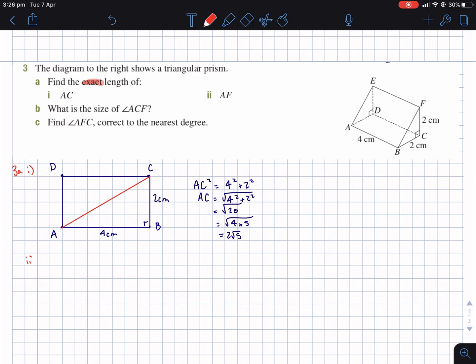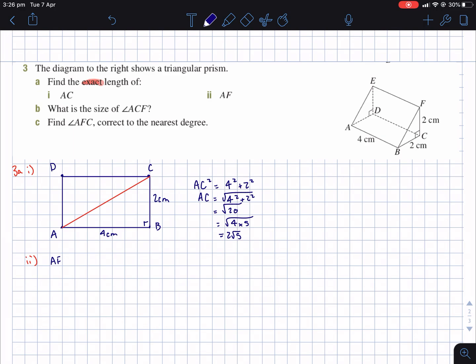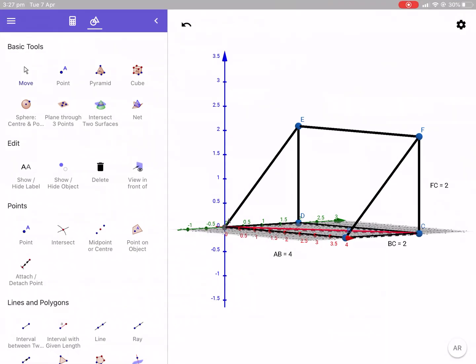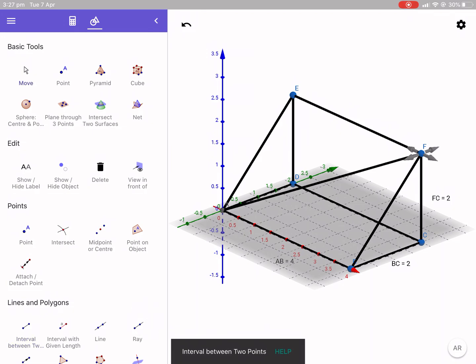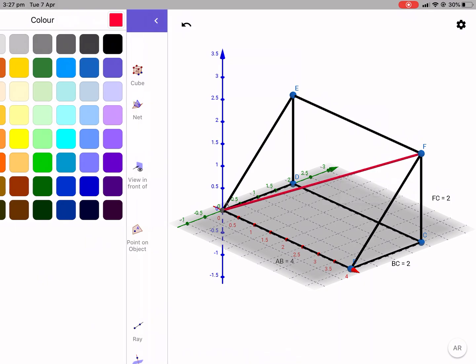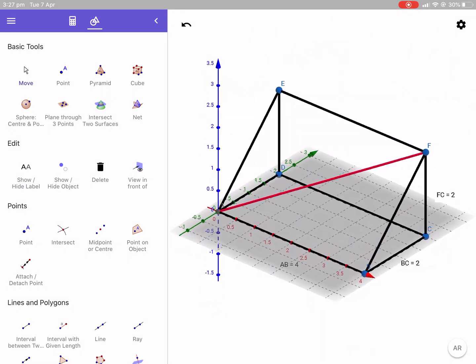Number 2, we want AF, which, looking on our diagram here, is this one cutting kind of across. So let's actually look at that in 3D. I'm going to get rid of this line that we put in for this one. Okay. Now AF is the line going from A to F. So see how it's kind of cutting diagonally across there?